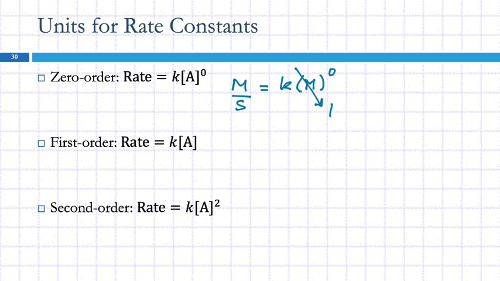For the first order reaction, again, rate is in molarity per second, and that's equal to the rate constant times molarity. So now we can simplify this. We can get rid of molarity on each side, and we have the rate constant being 1 over second, or s to the minus 1.